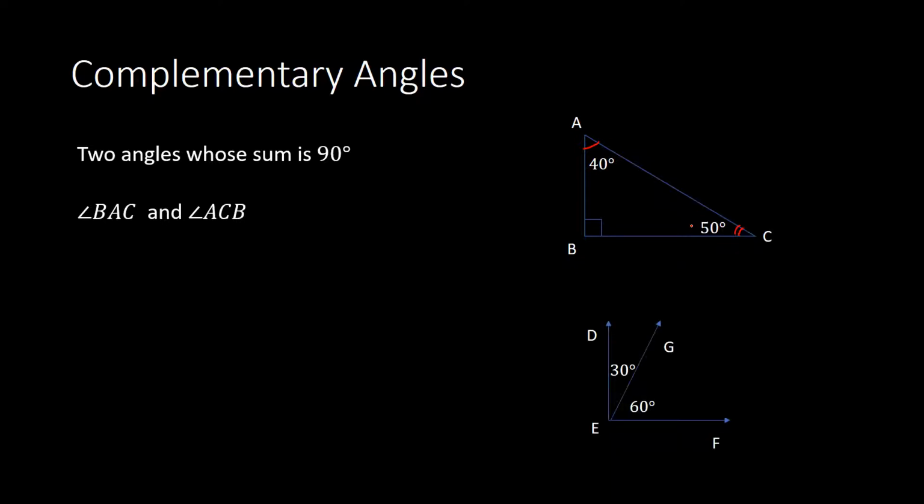Here's another example where we see that if we were to add together angle DEG and then GEF, the 30 degrees plus 60 degrees, then we would have 90 degrees total. So those two angles we would say are complementary.